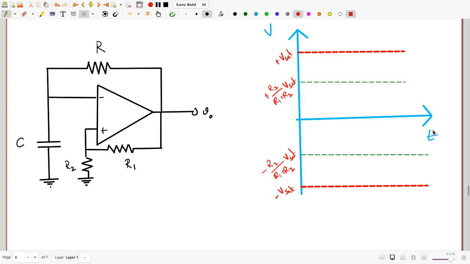I'm going to sketch this out here, and to make it easy for ourselves, I've already drawn in some nice voltages. The plus Vsat and minus Vsat are the voltages which the output is going to swing between, and these two voltages that you see drawn here are simply the upper trip point and the lower trip point for this particular circuit. Now, let us see what will happen to the capacitor voltage when you switch on the circuit.